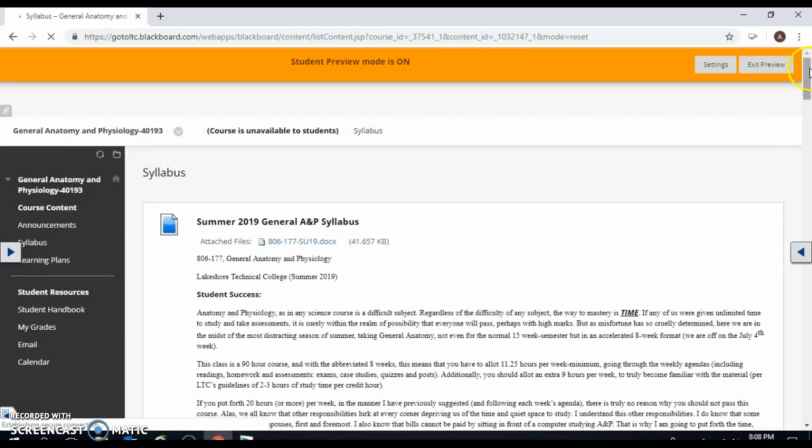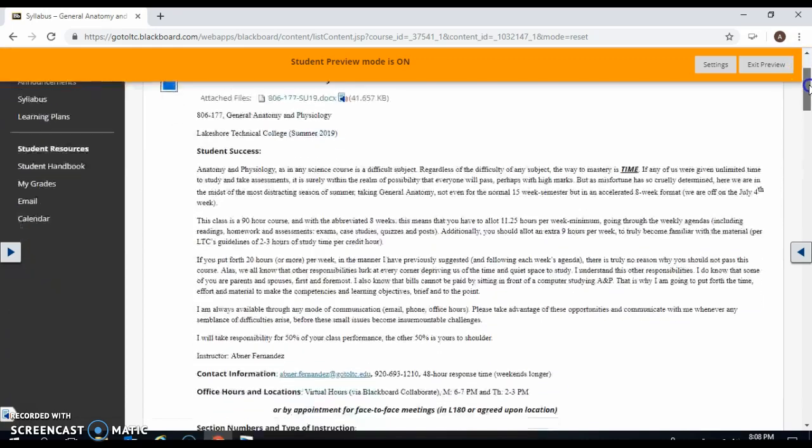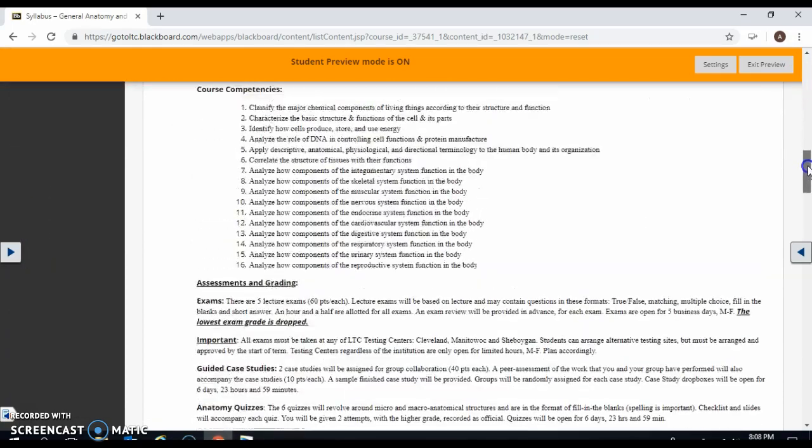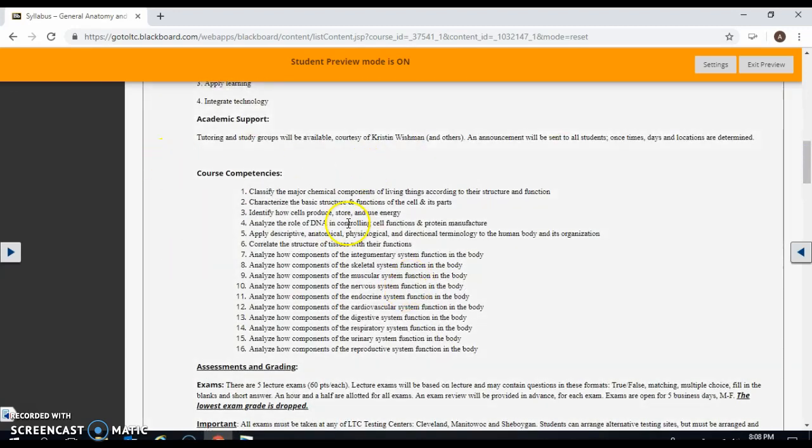Let's cover the syllabus right away. So this is the syllabus, and I am going to go right away to the assessments. First of all, the assessments are based on the 16 course competencies. There used to be 17, and the 17th one is about lab. Obviously, we do not meet for lab, so I removed that. So if you can master these 16 competencies with the accompanying learning objectives, you should be cool. You should do great in General A&P. Okay.